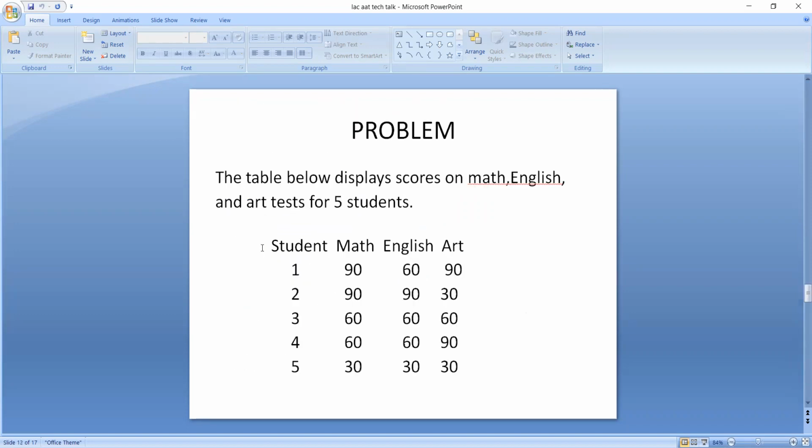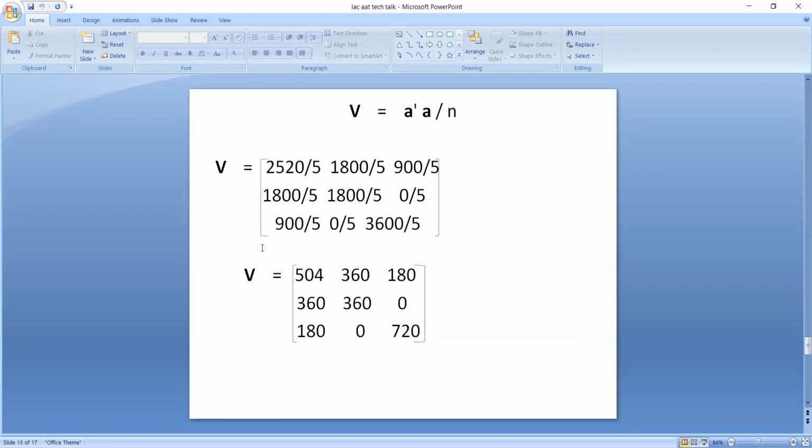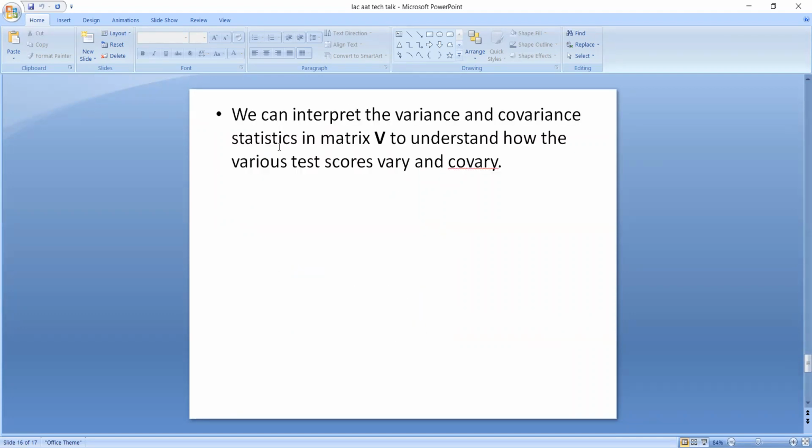This process will seem lengthy, but doing it is very easy. And this is the matrix obtained. We can interpret the variance and covariance statistics in matrix V to understand how the various test scores vary and covary. So the main usage of the variance covariance matrix is explained here: we can know how the various test scores vary and covary.